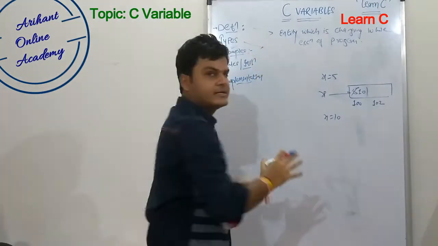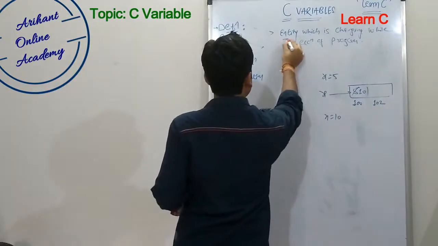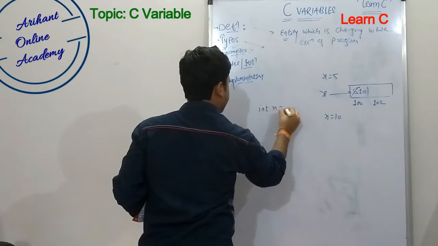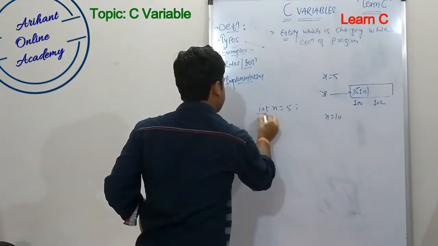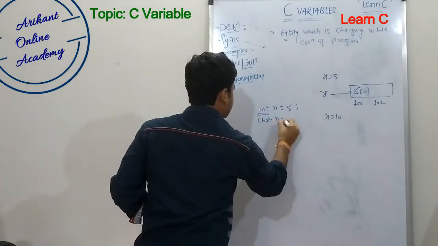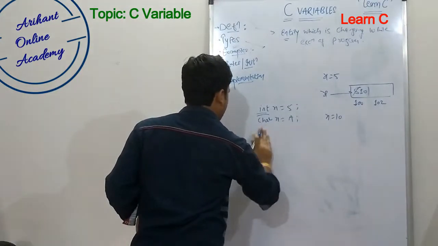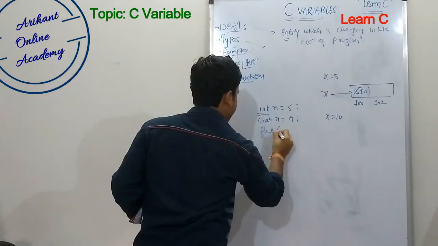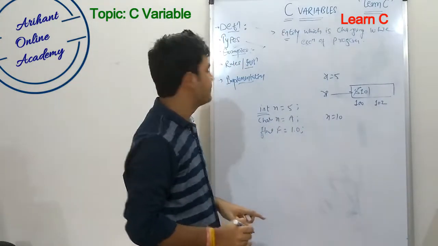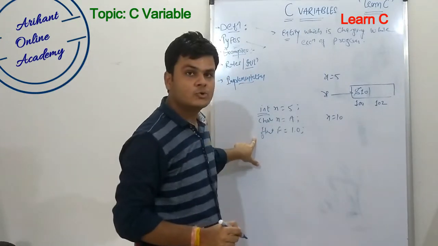Basically, the types are covered by the keyword name itself. Suppose we declare int x equals 5, then it's integer type. If we write char x equals 'a', then it's a character value. If we write float f equals 1.0, then it's a float type C variable. Now we will discuss the rules and instructions and how to apply these rules in C variables.